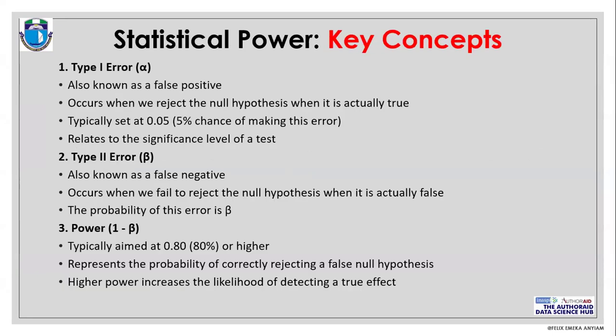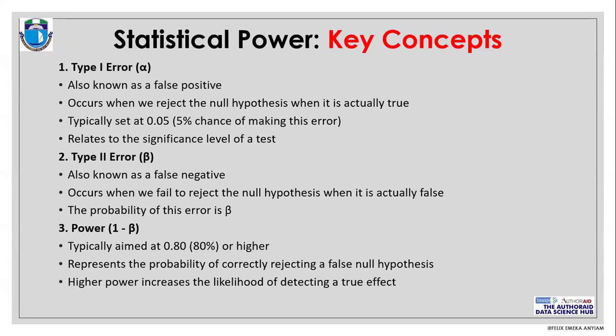So the key concepts in statistical power: you have the type 1 error, which I've mentioned already. With the type 1 error, you should accept your null hypothesis. Your null hypothesis is true, but you reject it because you want to see a significant difference. Your type 2 error, there was a significant difference, you reject it because you don't want to see a significant difference. You now accept your null hypothesis when you should have rejected your null hypothesis and accepted your alternate hypothesis.